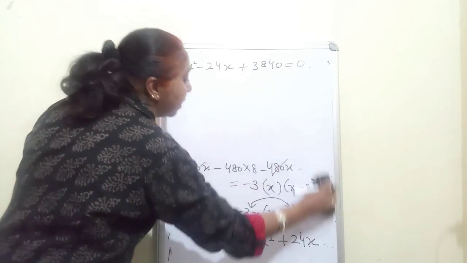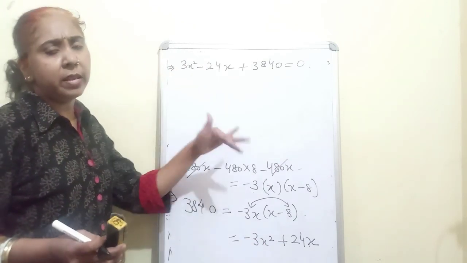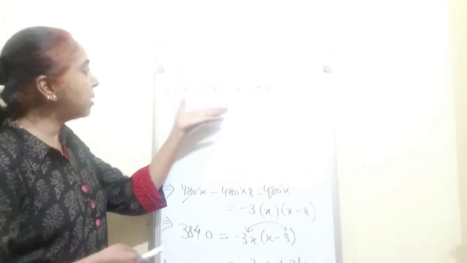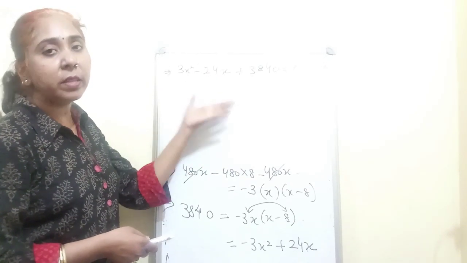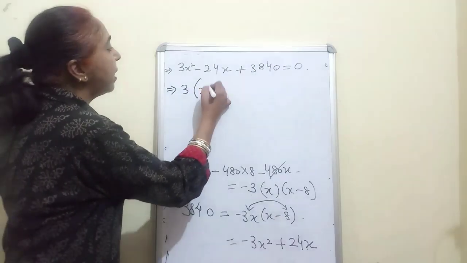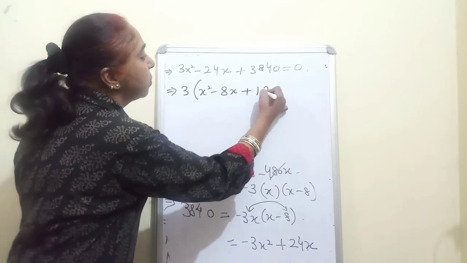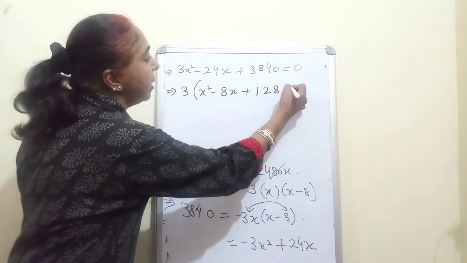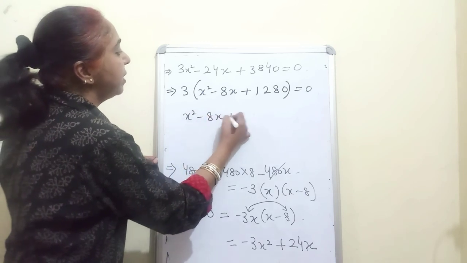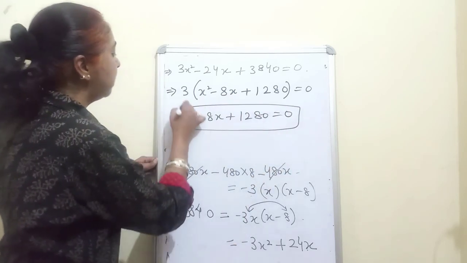Can you leave your answer up to here? Because he wants us to make a quadratic equation and we have made it. But can we do something? You can leave your question up to here, but because you have seen something common is there, you have to convert that into the lowest form. You have to take the common 3 and you'll get x square minus 8x plus 1280 equal to 0, and this is the answer.